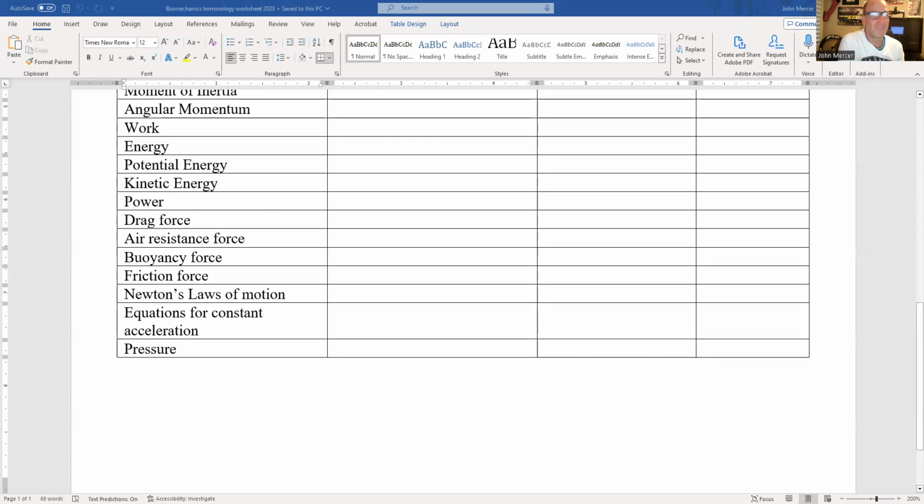Power is how fast work is being done, so rate of work done. Another way to think about this is how fast energy is transformed from one state to another. I always use the light bulb. We take electrical energy and transform it to a light energy. How fast that does is the rating of the light bulb.